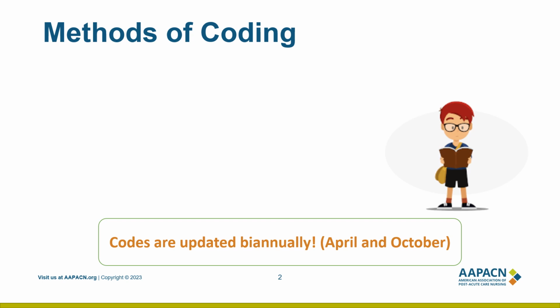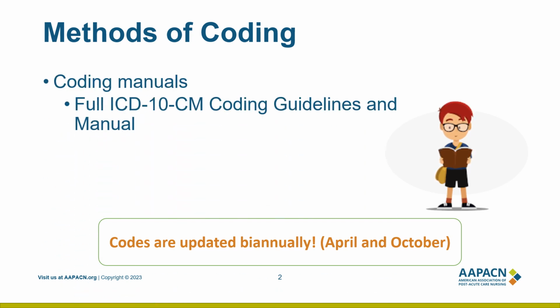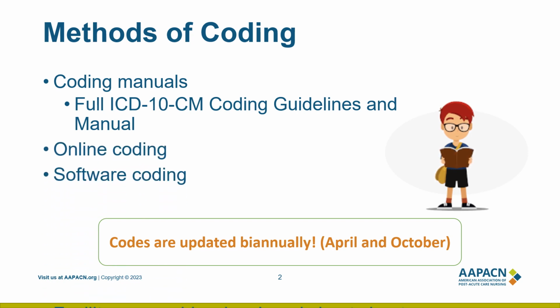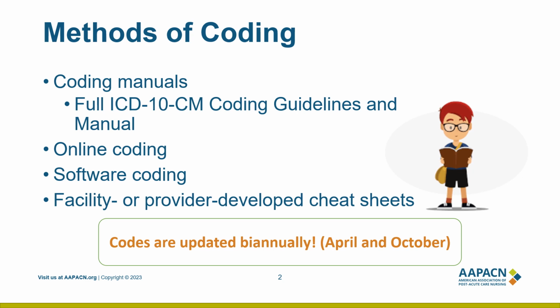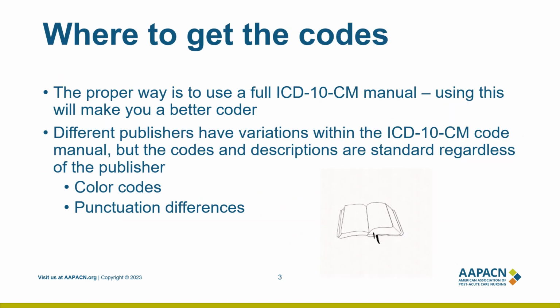When determining what codes to assign each diagnosis, there are many methodologies that can be used. The full coding manual, which includes the alphabetical index and tabular list, as well as the ICD-10-CM official guidelines for coding and reporting for each fiscal year. Online coding, software coding, and facility or provider developed cheat sheets. It's important to note that the code set and guidelines are updated twice a year, so up-to-date methodologies must be used. So where do we get the codes?